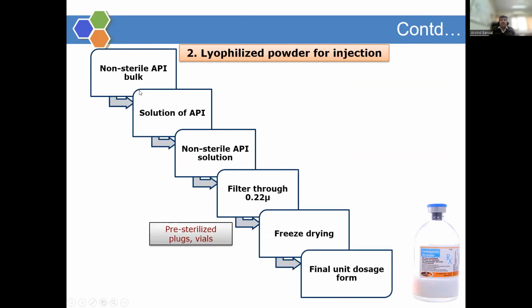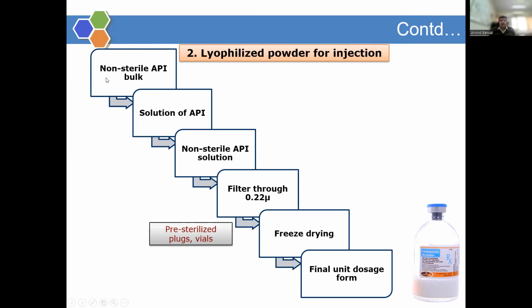The second application is lyophilized powder for injection, where the lyophilization is carried out in the primary container itself. In the previous case, we had lyophilized bulk of the API, which was then filled into individual containers. However, in this case, the lyophilization has been carried out in the primary container itself.